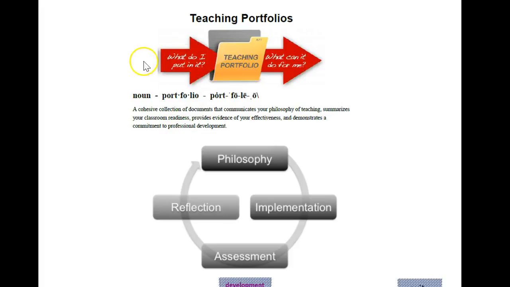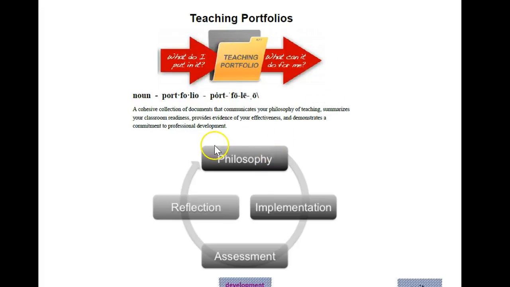Your portfolio could be a binder, notebook, folder, it could be a satchel, but for this presentation you will be putting together an electronic portfolio. We'll be looking today at what you'll put in it and what it can do for you.